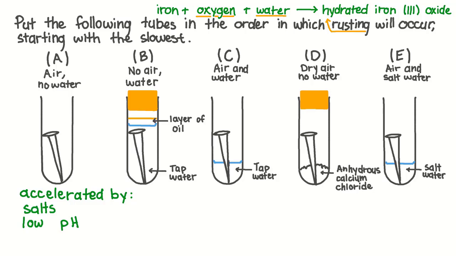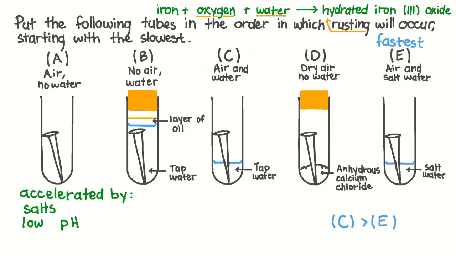Tube E is the only one where the nail is exposed to salt water. Since rusting occurs more quickly when iron is exposed to salts, rusting will occur the fastest in tube E. In test tubes A, B, and D, measures have been taken to protect the nail from oxygen or water. But in test tube C, the nail is exposed to tap water and oxygen from the air. So rusting will occur more quickly in test tube C than in test tubes A, B, or D.